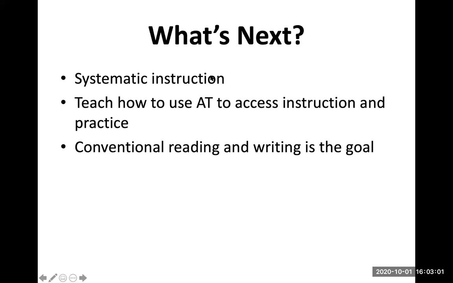And what comes after this pre-emergent and emergent stage? Then we want to start thinking about systematic instruction, where we do start teaching those subskills. And we will use more and more assistive technology as needed. And that's when we start looking at that more conventional writing, the conventional literacy skills that come next.